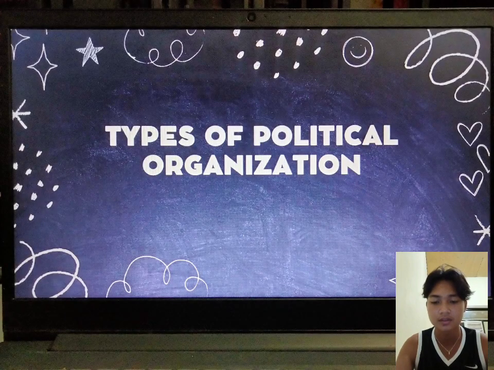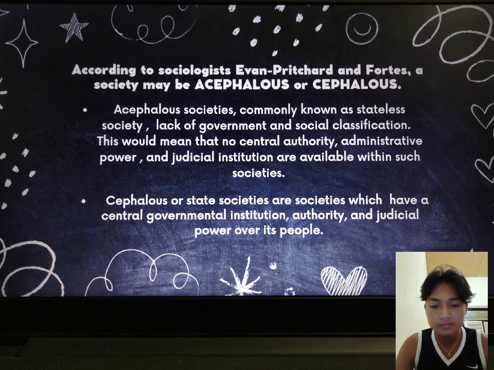Types of political organization. According to sociologists Evans-Pritchard and Fortes, a society may be acephalous or cephalous. Acephalous society, commonly known as stateless society, lacks government and social classification. This would mean that no central authority, administrative power, and judicial institution are available within such societies. Cephalous or state societies are societies which have a central governmental institution, authority, and judicial power over its people.